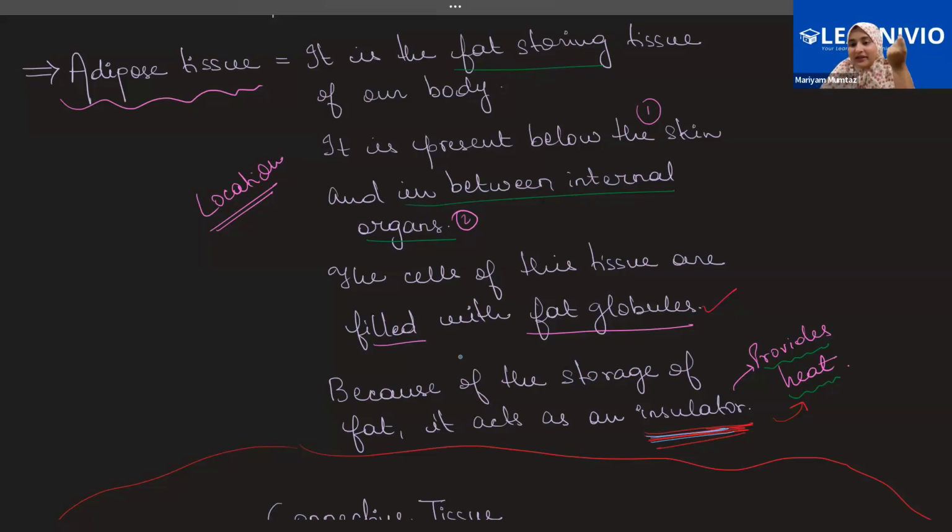Pain. I'm talking about the pain. So ma'am, how will I know? Yeah, the thin one, obviously.